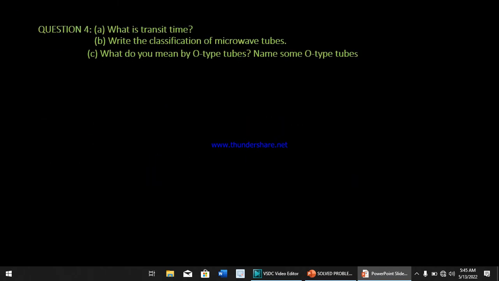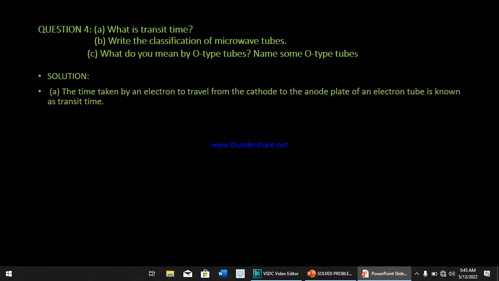Question 4. What is transit time? The B part says, write the classification of microwave tubes. And the C part says, what do you mean by O-type tubes? And name some O-type tubes. Solution to question A, which says, the time taken by an electron to travel from the cathode to the anode plate of an electron tube is known as transit time.